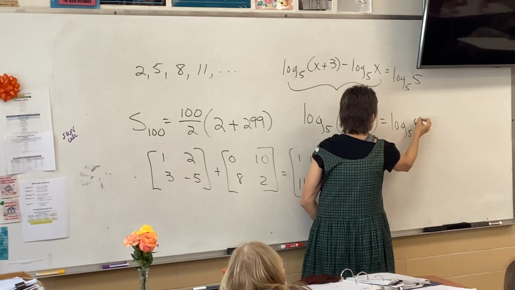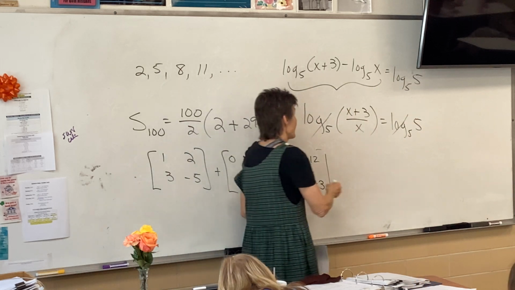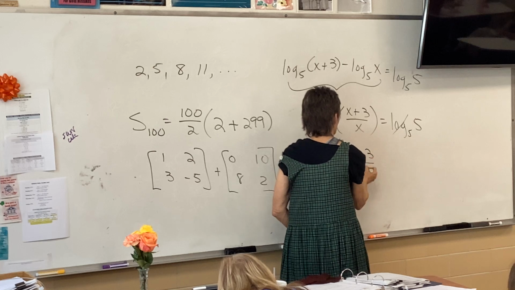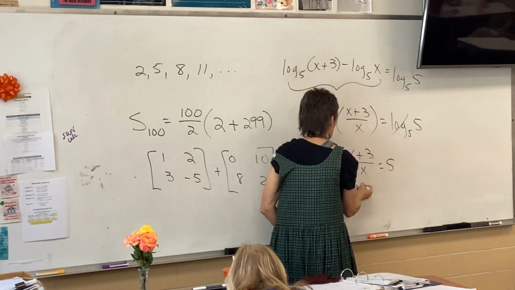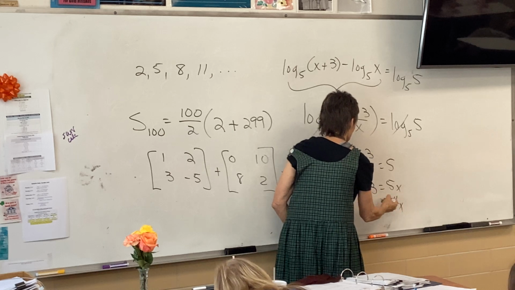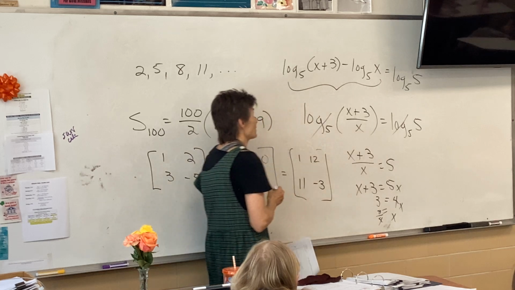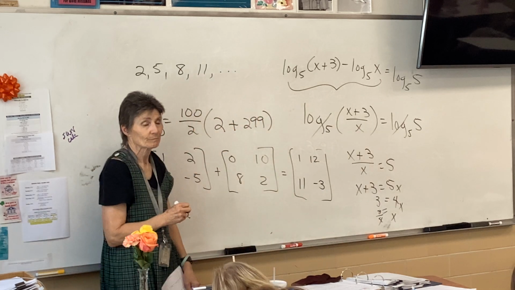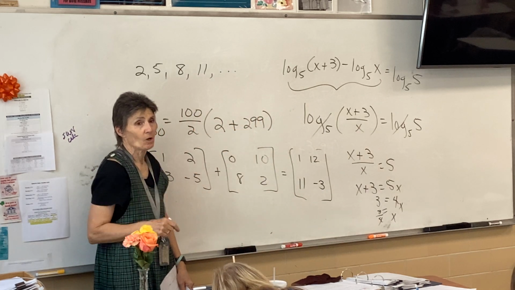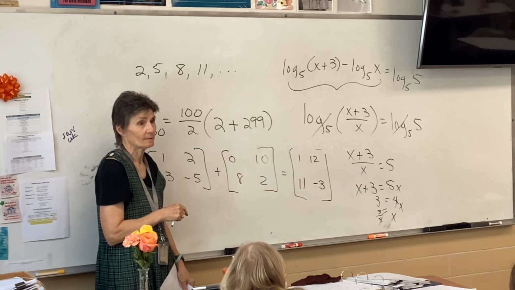Then we can ditch these and say x plus 3 over x equals 5. So x plus 3 equals 5x. 4x equals 3, and I got 3/4 as my answer. Do not drop the logarithms until you have just one on each side.